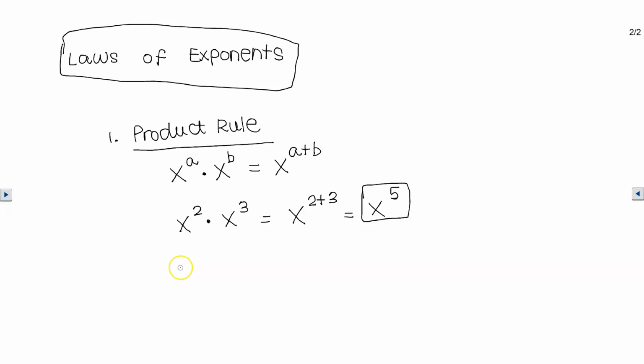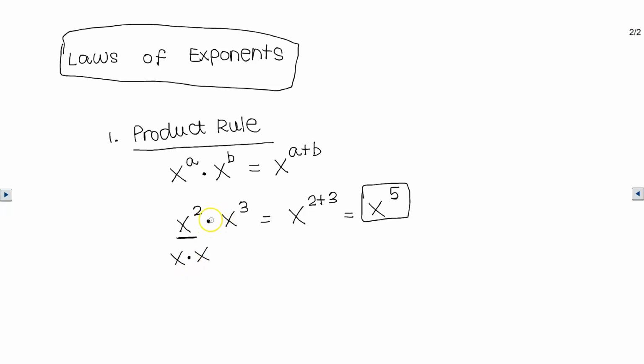Now let's talk about why this works for just a second, okay? So first of all, let's take this first part of this product rule. We have x to the 2nd power. Now what we've already said is that that is repeated multiplication. So this problem is telling me to repeat the base of x 2 times in a multiplication problem. So this part would be x times x.